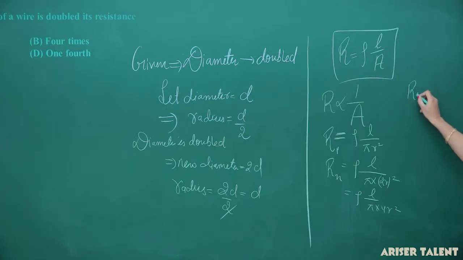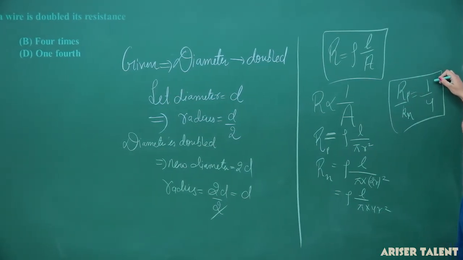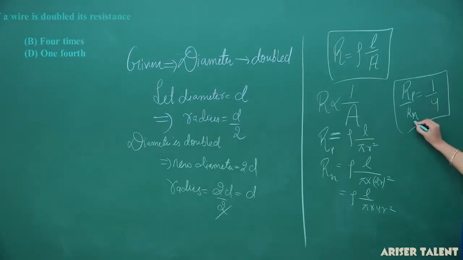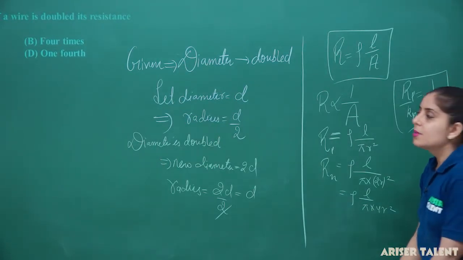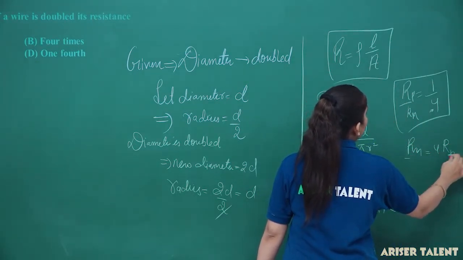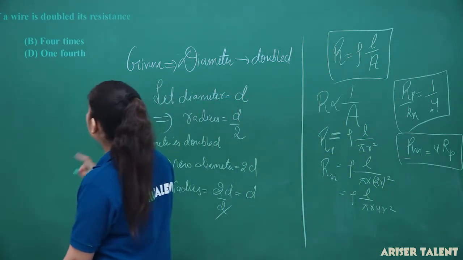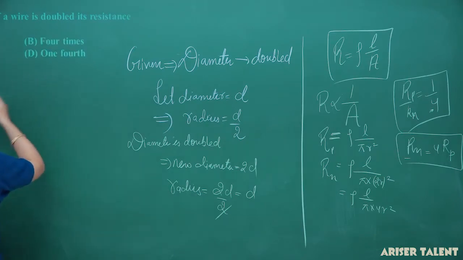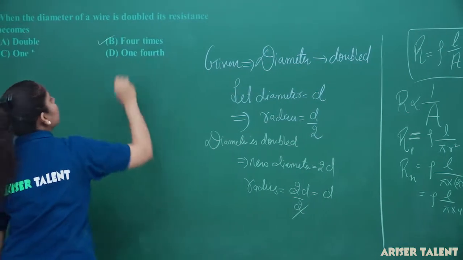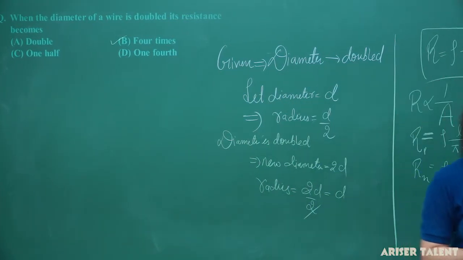If I am going to calculate the value of Rp upon Rn, if all the terms are cancelled, we will get 1 upon 4 here. So the previous resistance will be 1/4 of the new resistance. So the new resistance will be 4 times. So what are we getting? The new resistance will be 4 times of the Rp. It means if the diameter is doubled, the resistance will become 4 times. So this is the equation we are getting here.